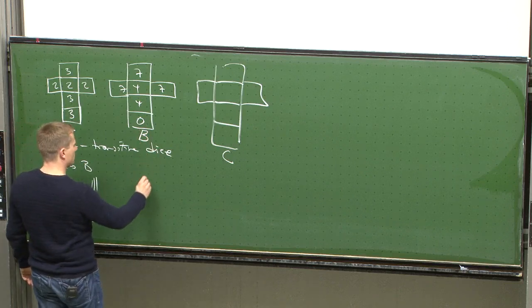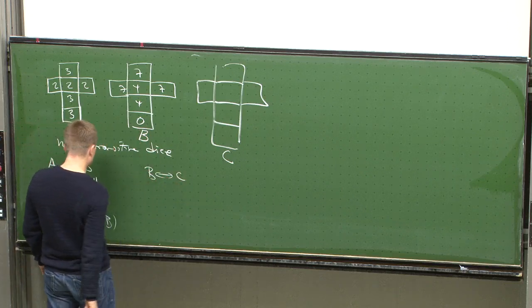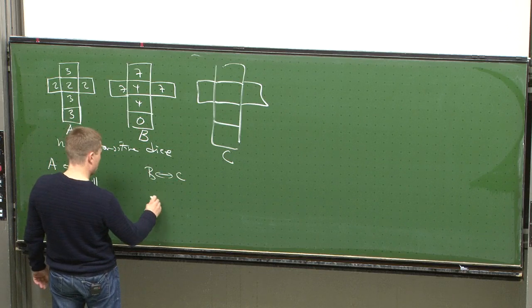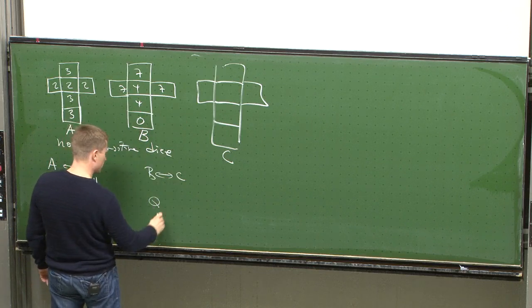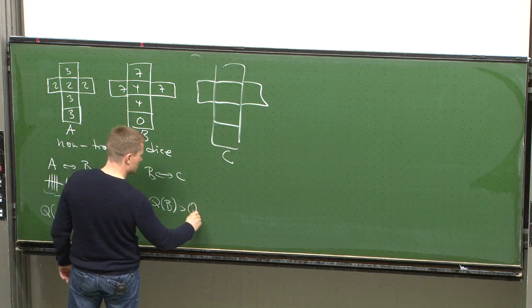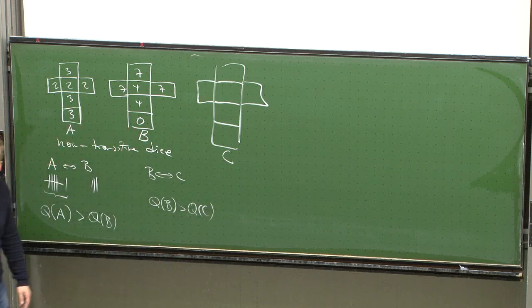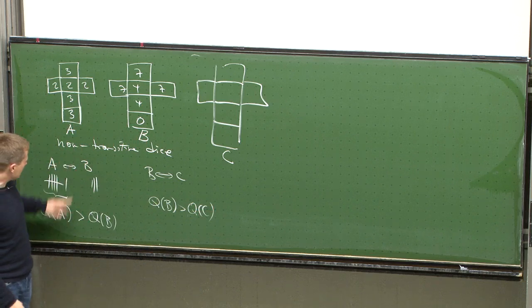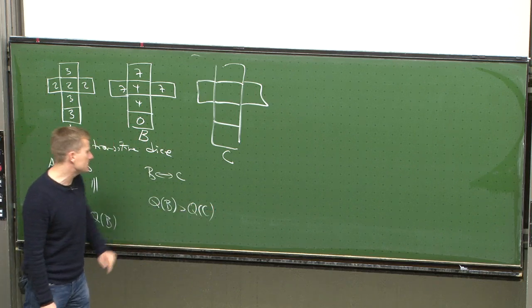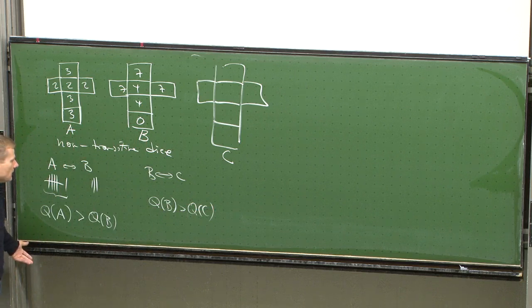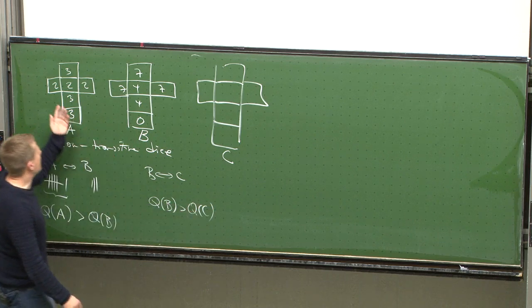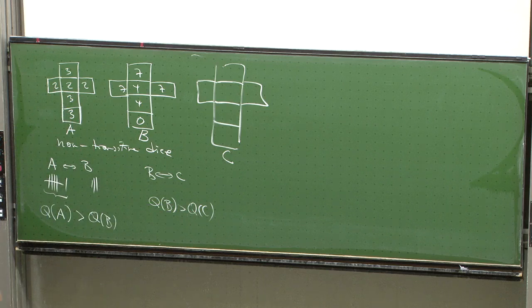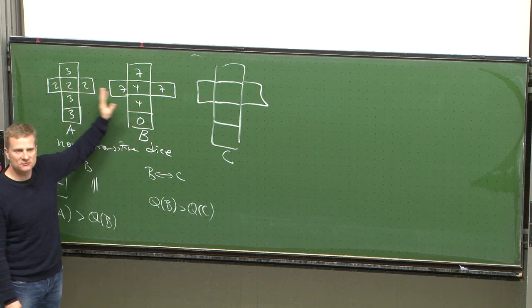Now, you can then let B play against C, and it could turn out, with the right distribution of numbers, that the quality of B is also bigger than the quality of C. Now, if you look at this, you say, if dice A is better than B, and if dice B is better than C, then it makes sense that A is better than C. So A is the winning combination.